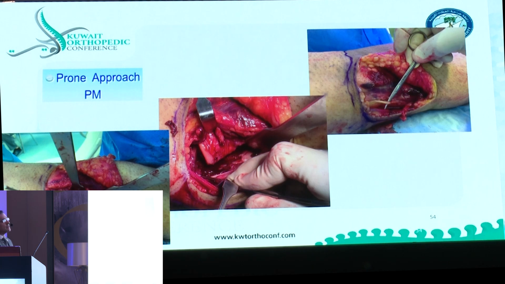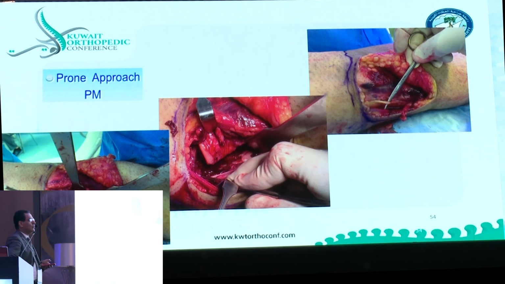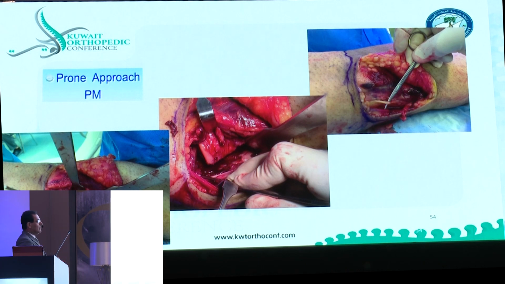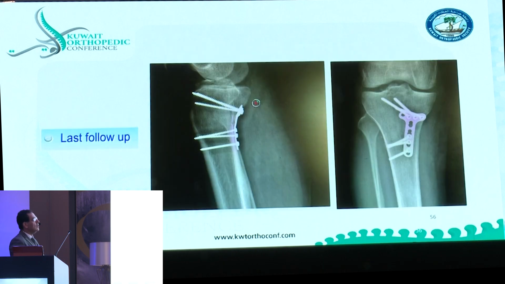And the nerve is the short saphenous nerve, very important to detect it to avoid the patient complaining of hypoesthesia in the anteromedial aspect of the leg. Remove the fracture hematoma and try to reduce this fragment, with preliminary fixation by K-wires, then fixation by buttressing plate. And this is the post-op X-ray, and also this is the last follow-up.